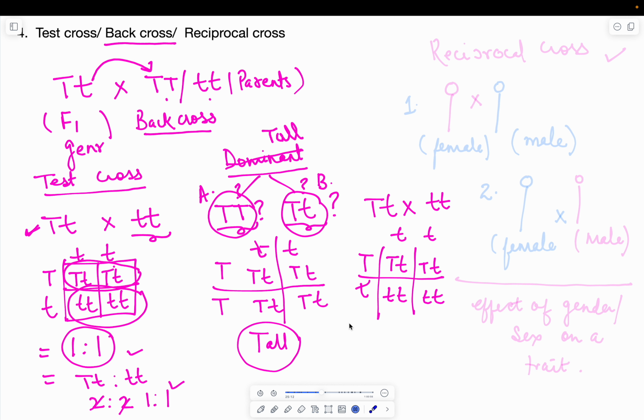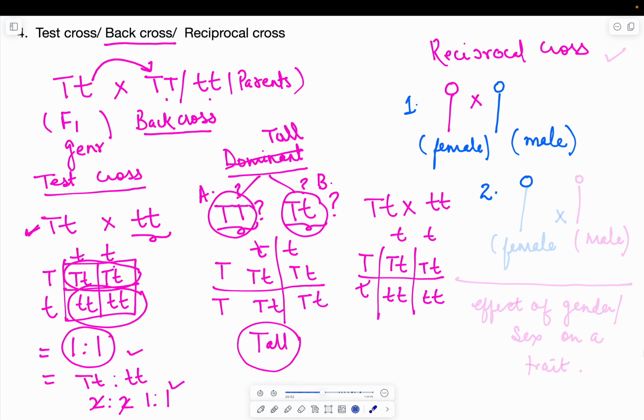Right? The third kind of cross is the reciprocal cross. The third type of experimental cross is the reciprocal cross. Suppose a pink color plant is crossed with another plant which is blue in color. Right? So in the first experiment, this is considered as female and the blue color plant is considered as a male. Then in the second experimental cross, you are switching the genders.